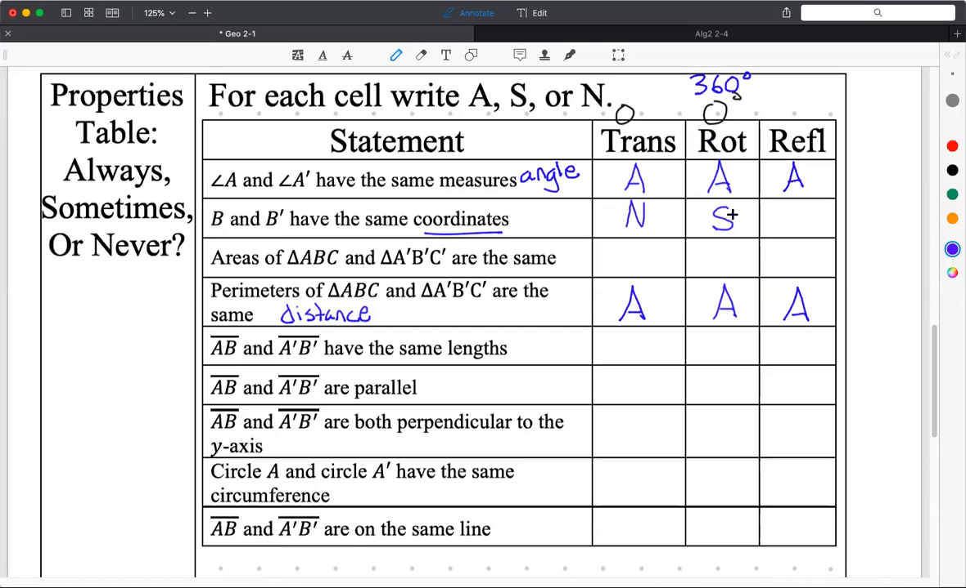It's a sometimes. But assuming that we can't do 360 degrees or 720 degrees, any multiple of 360 degrees, then this would be a never. Yeah, but because I forgot to say that, it's a sometimes.